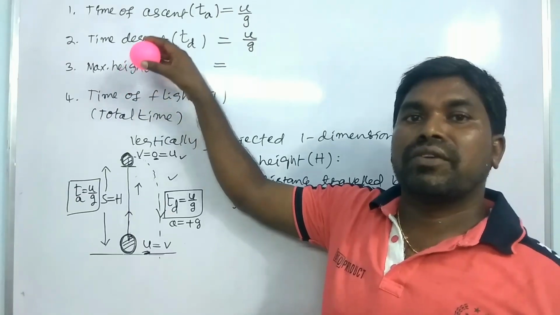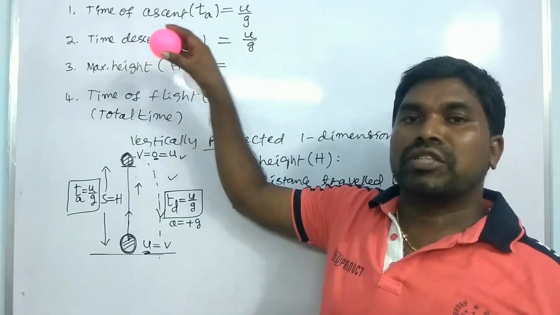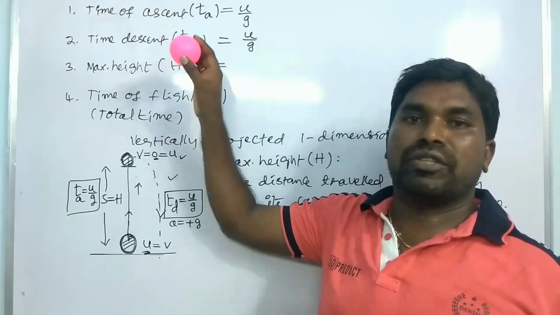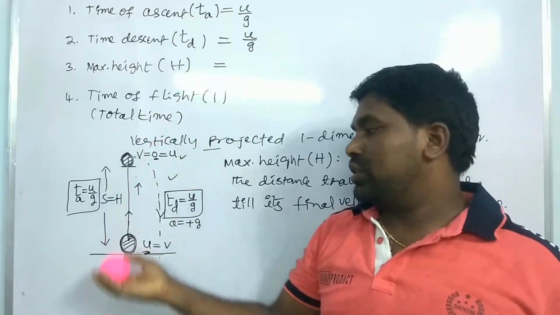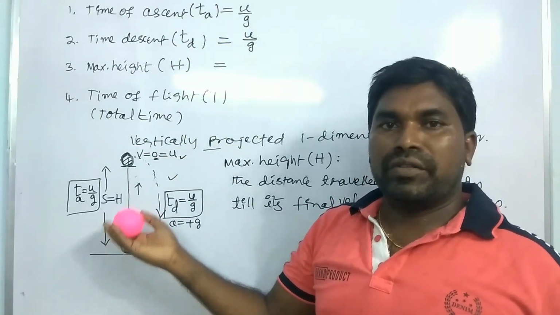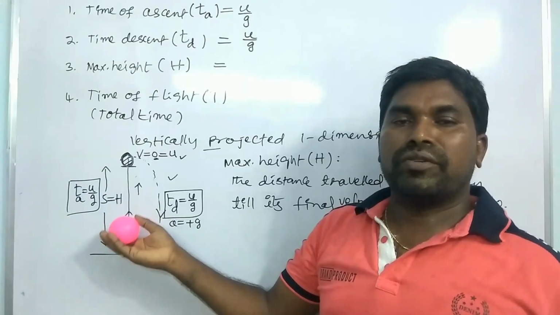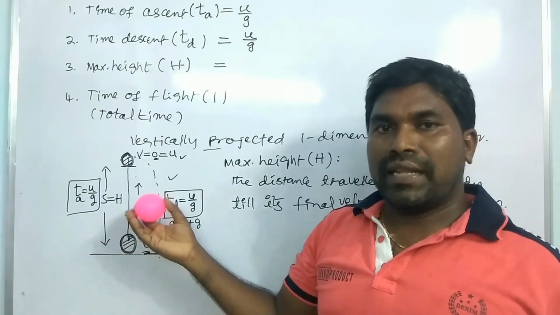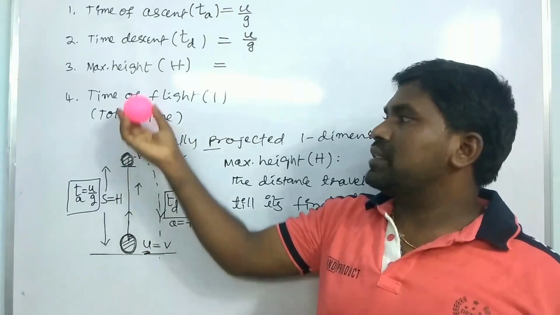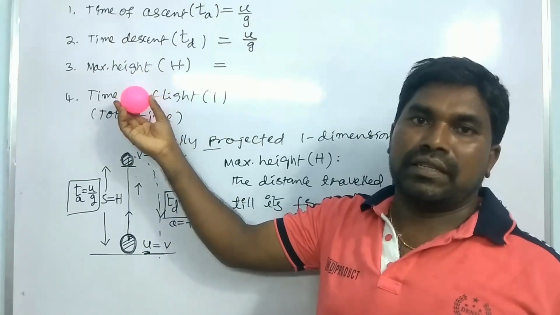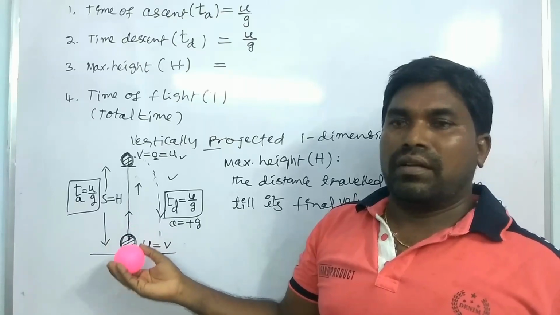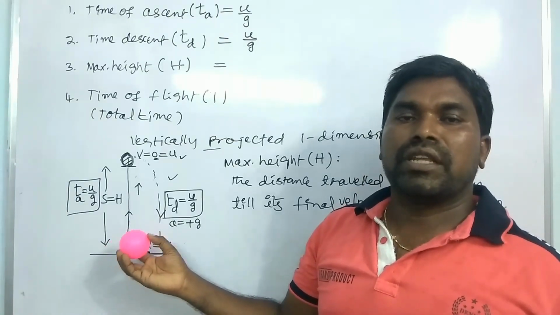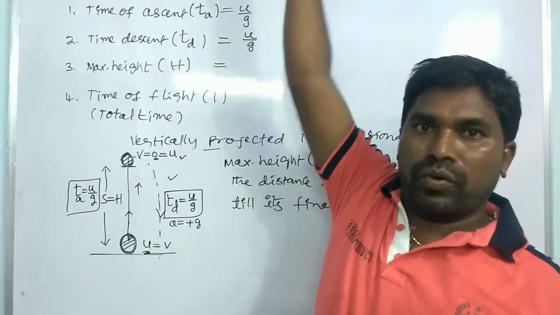So final velocity equal to 0, until the final velocity becomes 0, how much distance it travels can be any distance. It depends on the speed which was given initially. If you give less initial speed, it will reach less distance. If you give a large initial speed, then it will reach more distance.